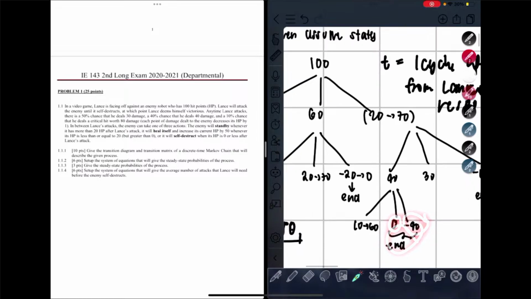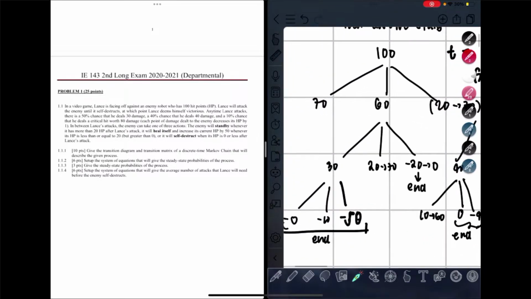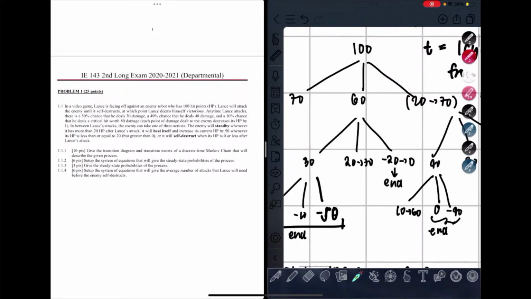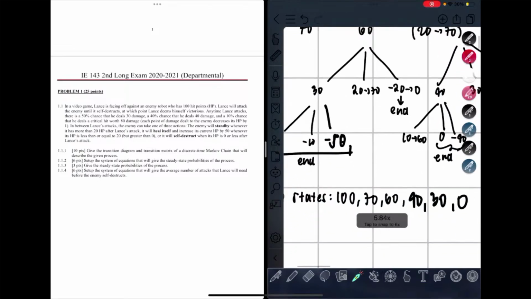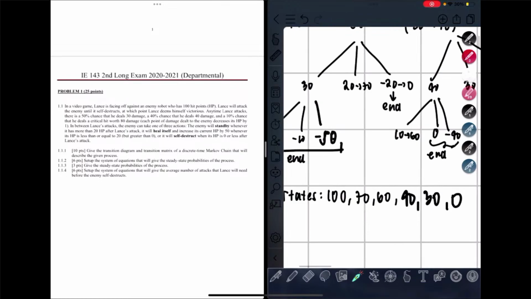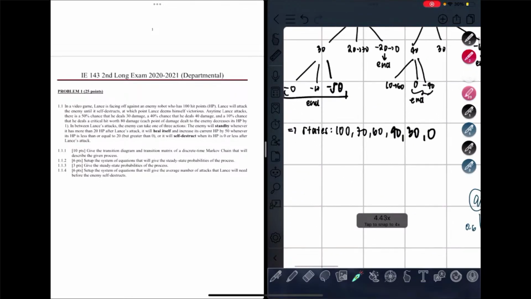The game ends. So at this point, we know what previous state leads to the next state. Kasi na-try na natin lahat. We've pretty much exhausted every possible scenario. So that means na we know that our states are 100, 70, 60, 40, 30, and 0. So that's one way to do it.